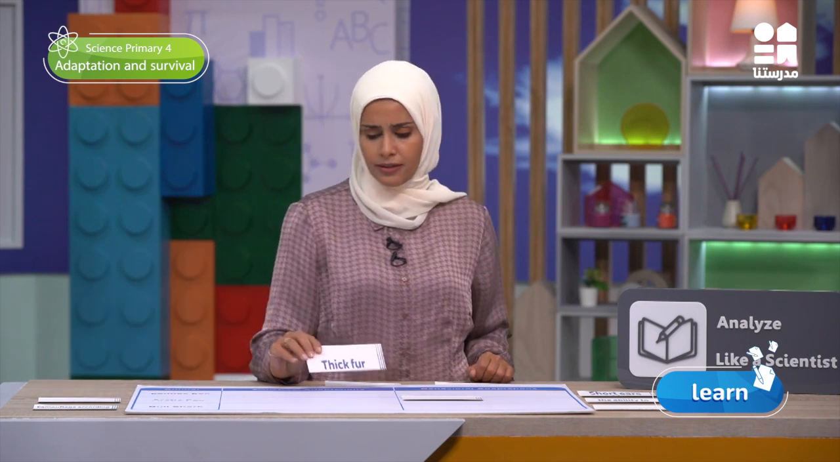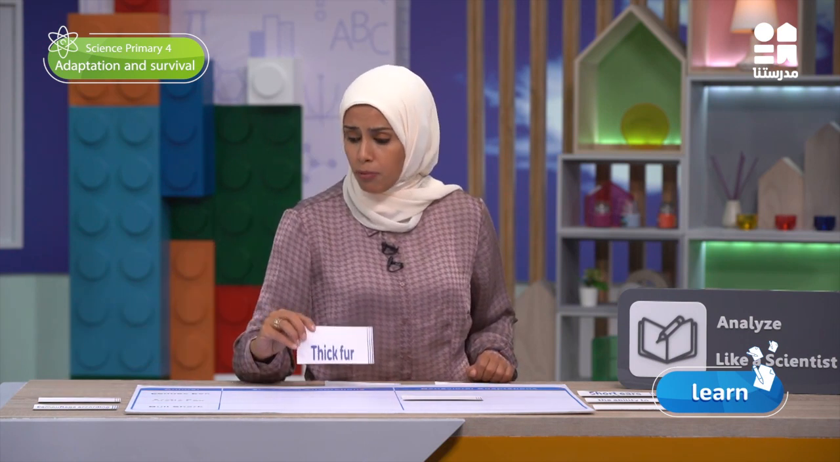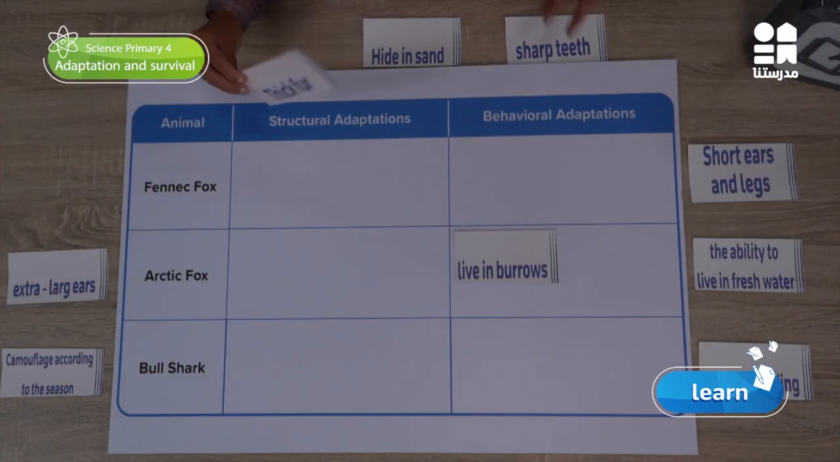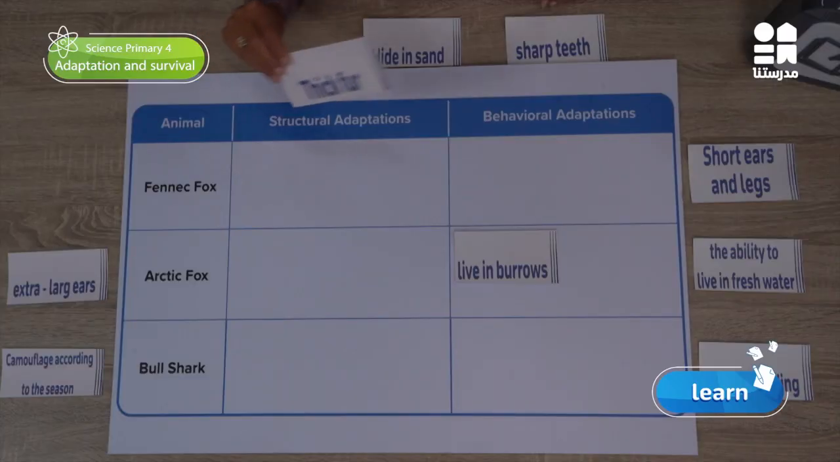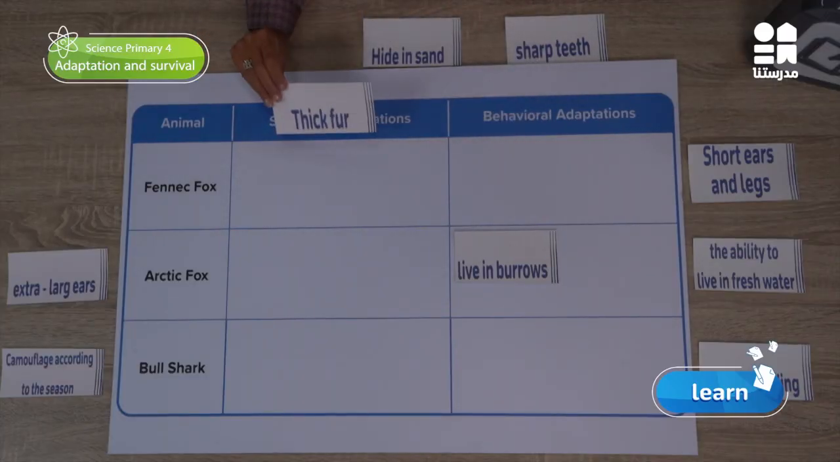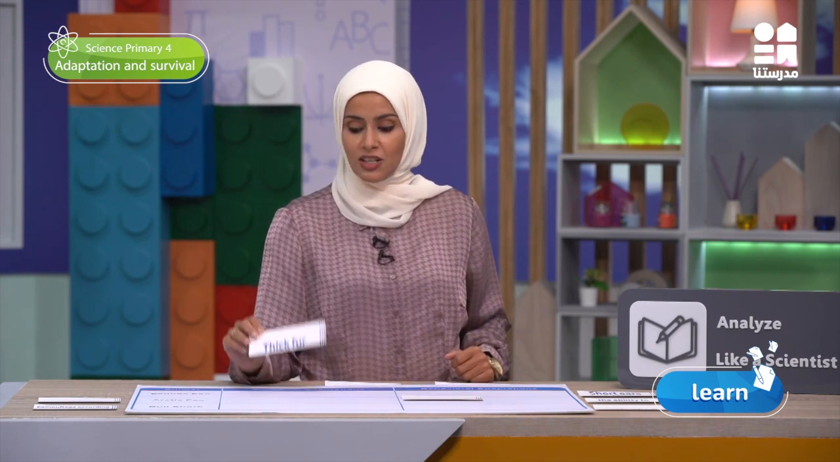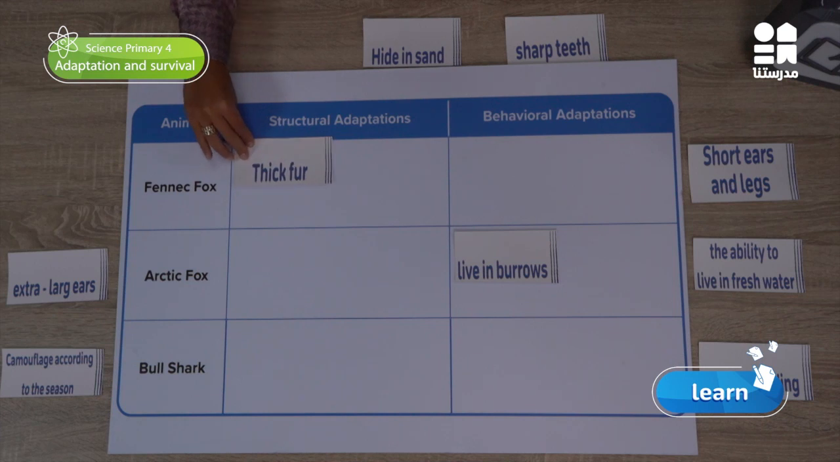Let's take this card, thick fur. Both kinds of foxes have thick fur for different reasons. Thick fur is a kind of structural or behavioral adaptation. Is it related to a body part? Yes, fur is a body part, so it's structural adaptation.